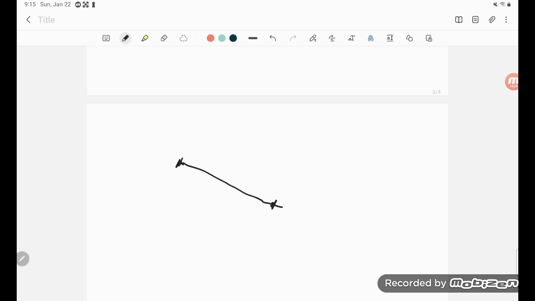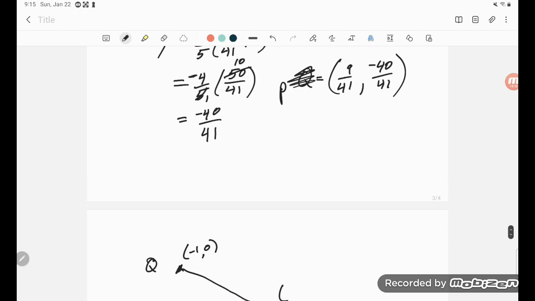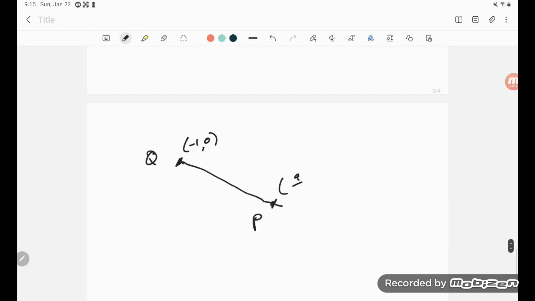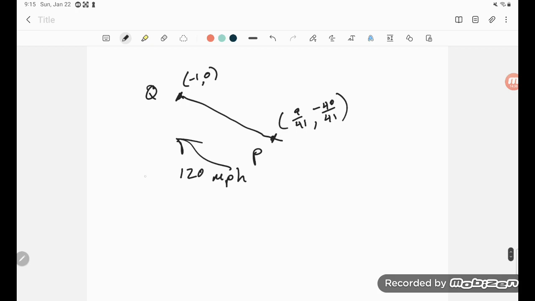Okay. So here was the point Q. Here was the point P. This was negative 1, 0. This is whatever I just said, 9 over 41, comma, minus 40 over 41. Those are the 2 points. And I know how fast I'm going. I'm flying this way at 120 miles per hour. Well, so there's a rate.